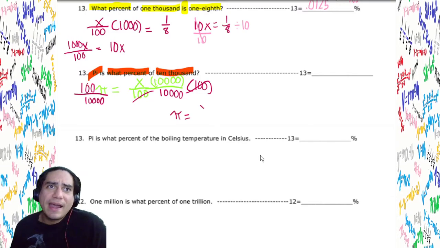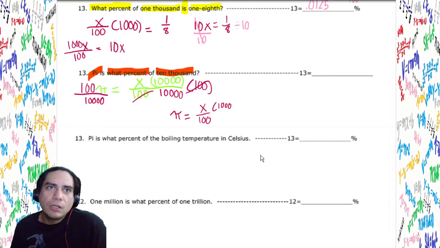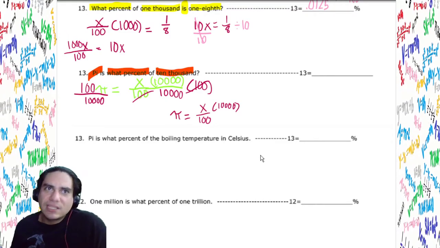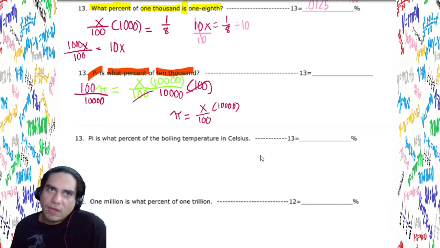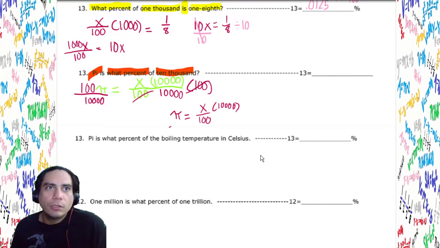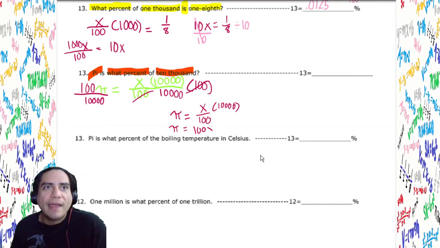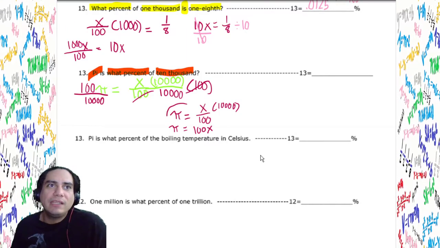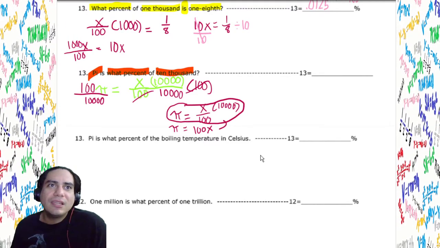If we just had pi equals x out of 100 multiplied by 10,000, we could have simplified the 10,000 and that 100 into what? 10,000 divided by 100 is 100. So we could have written pi equals 100 times x. These right here are equivalent.